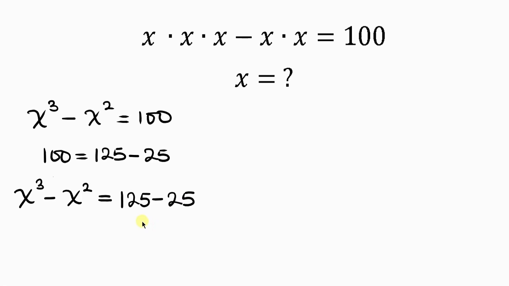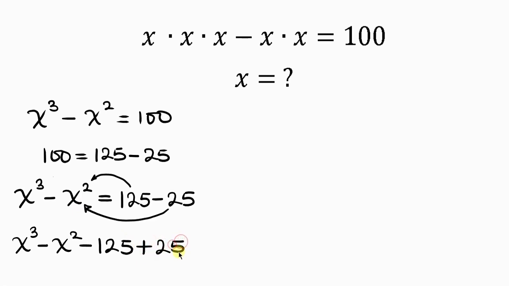Now our next step will be for us to move 125 to the left hand side and also move negative 25 to the left hand side. So we have x cubed minus x squared. Now, as 125 crosses to the left, it becomes negative 125. And as negative 25 crosses to the left, it becomes positive 25. Very good. And this is equal to 0 on the right hand side.